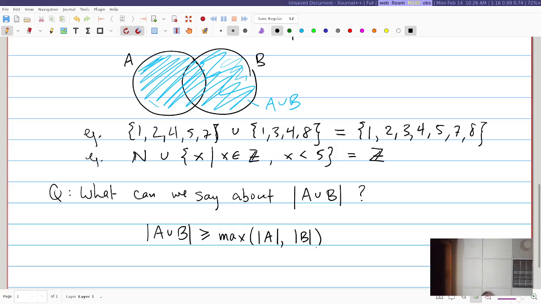Can I put something over here? I say it's less than or equal to something? Like bound it in between, like the best case and the worst case scenario?